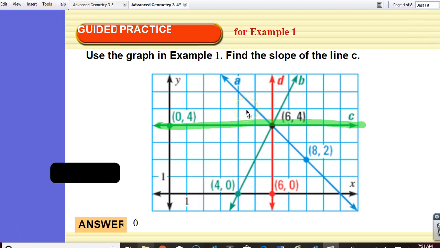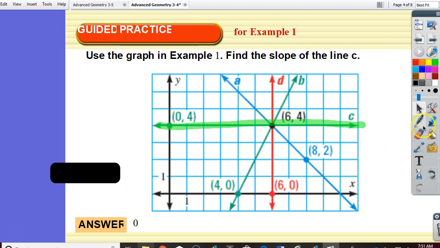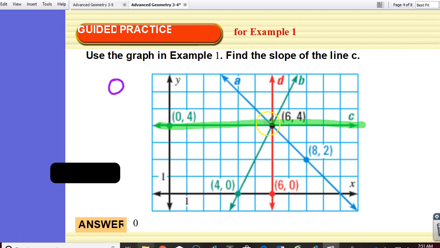Sorry, I said that wrong. You're rising 0, you're running something. So you're rising 0, you're running 1, 2, 3, 4, 5, 6, right? 0 out of 6, you can have 0 slices out of 6 slices, so that's 0.